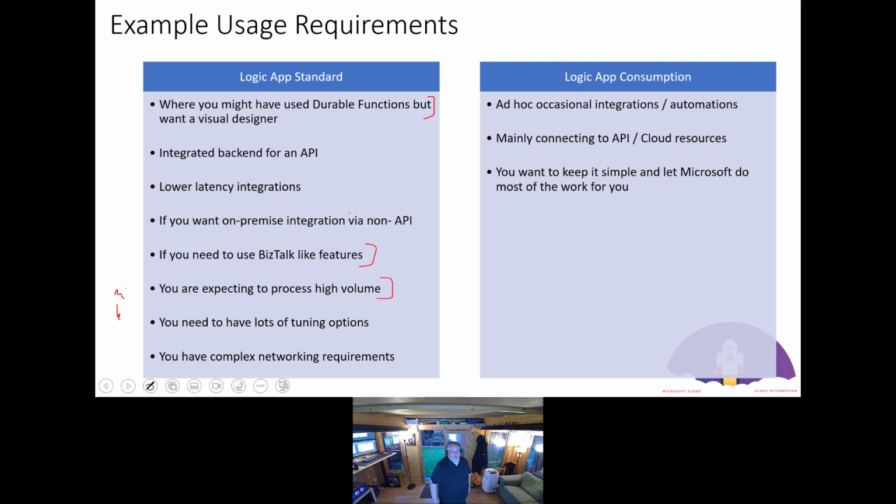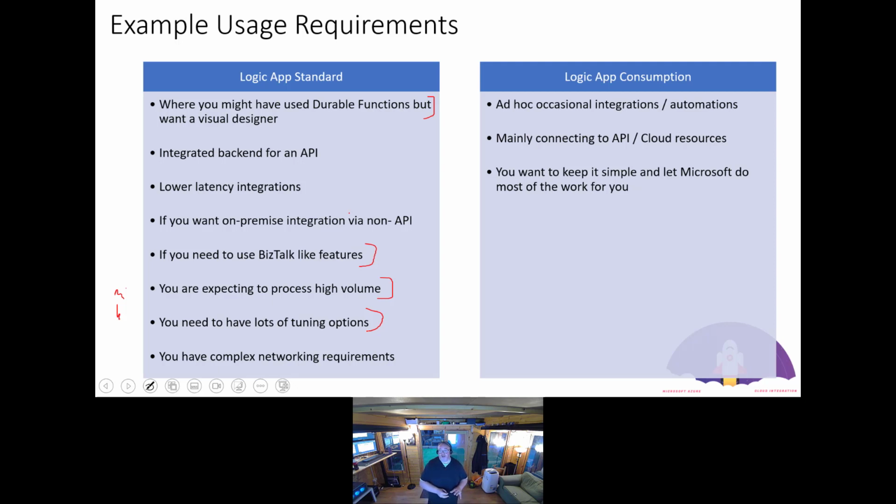If you need to tune performance a lot, so we saw earlier in the presentation, there's lots of options around low-level tuning for Logic App Standard that you don't really have for consumption, so you'll be able to get better performance, better throughput, and you'll be able to tune how you want to process stuff. And if you've got complex networking requirements, those are all some of the things that would push you very much in the Logic App Standard place.